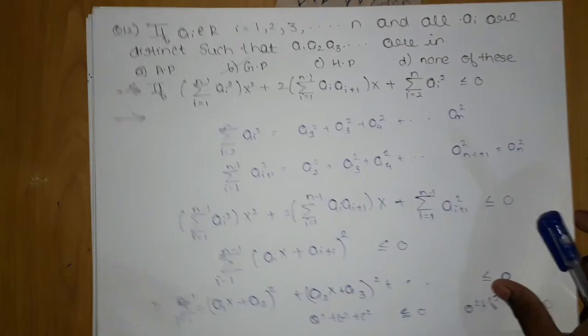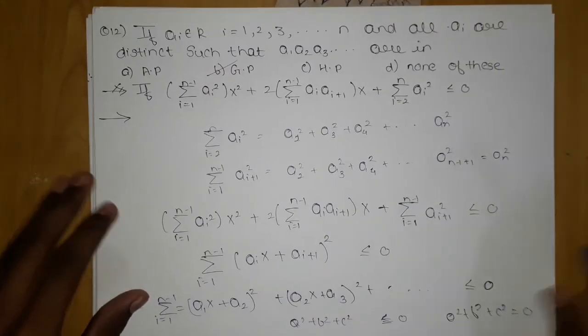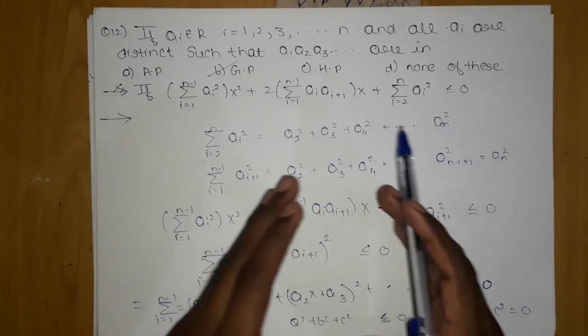Now let's move on to the next question. Hope you have understood this question. We opened this, we got the idea a square plus 2ab plus b square.